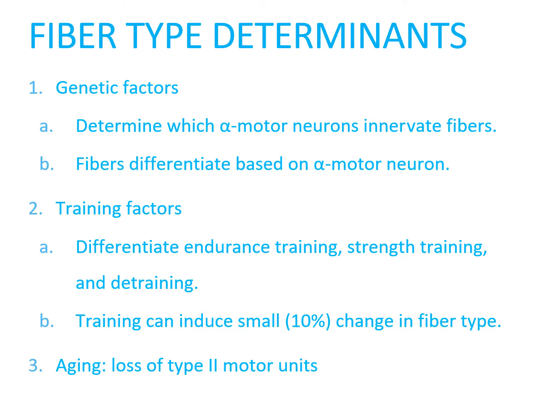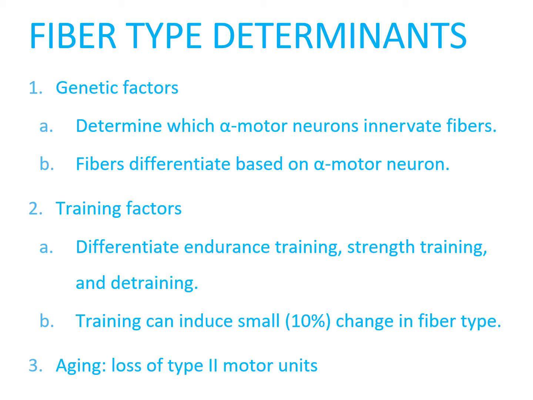So what determines our muscle fiber type? First and foremost, we have genetics to consider. This is going to help determine where and what alpha motor neurons are going to innervate our particular fibers. And it's also going to contribute to how our fibers differentiate on that particular alpha motor neuron. We cannot change our genetics, so there's just kind of some factor of muscle fiber typing that we can't change.